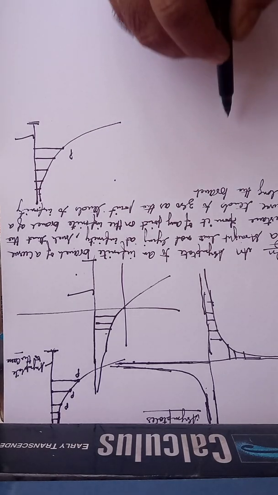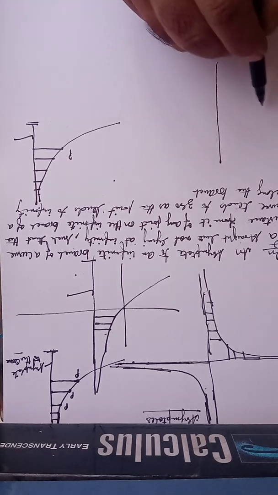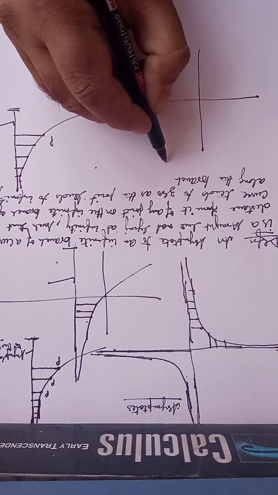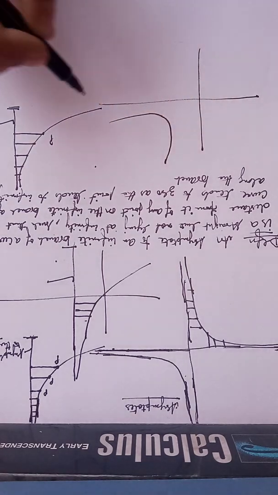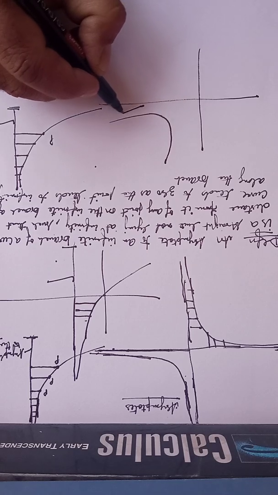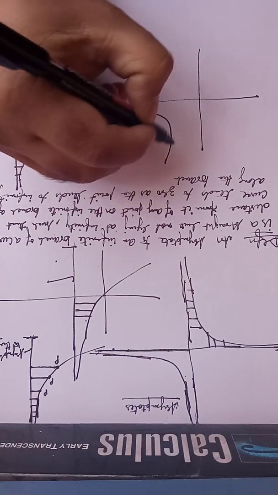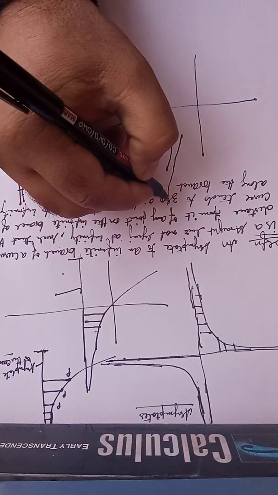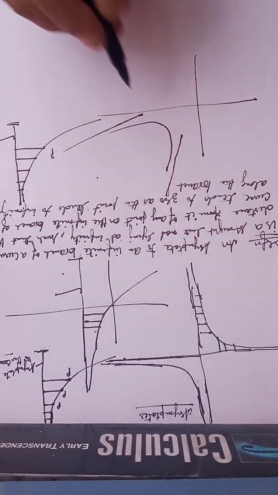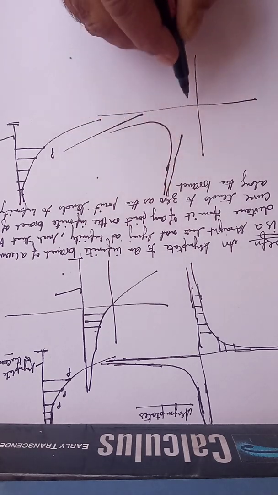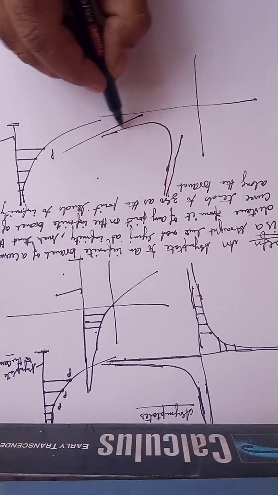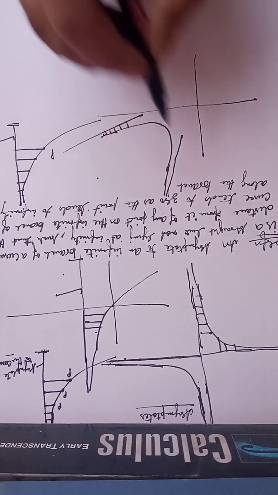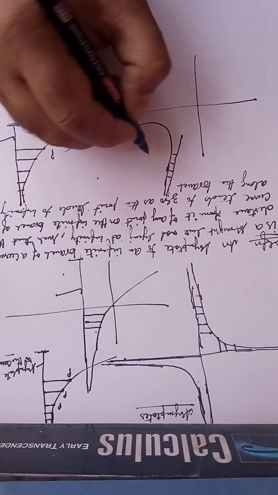Now there may be asymptotes which may not be parallel. For example, if you have this figure and you have a curve like this, you see there will be some line here, some line over here. This line is neither parallel to the x-axis nor to the y-axis. This will meet somewhere at infinity. Their perpendicular distance will tend to 0. So this will be an asymptote. This is known as an oblique asymptote.